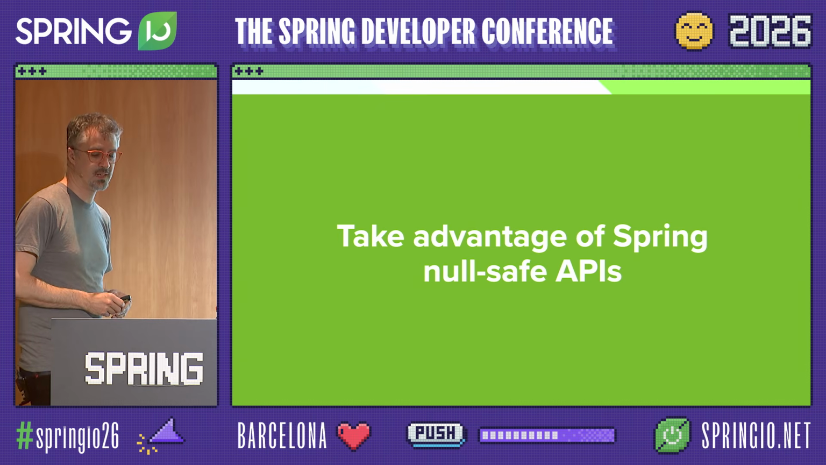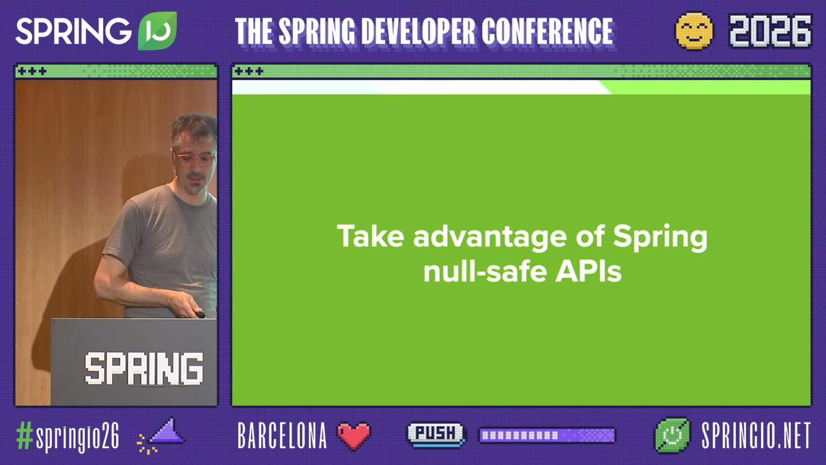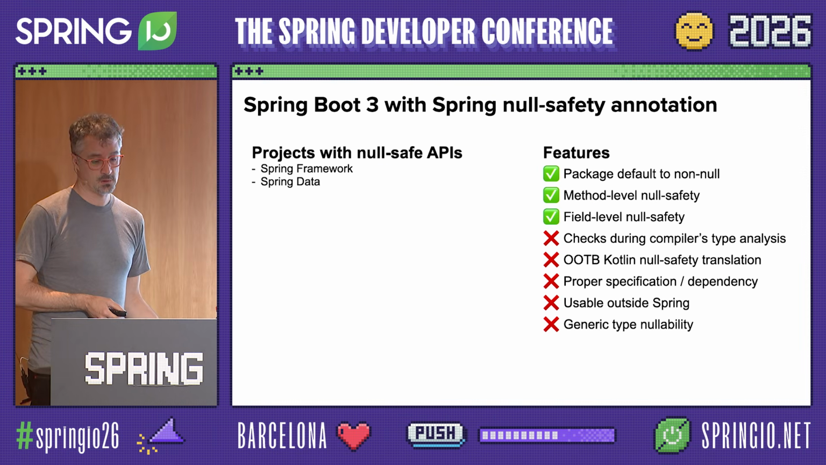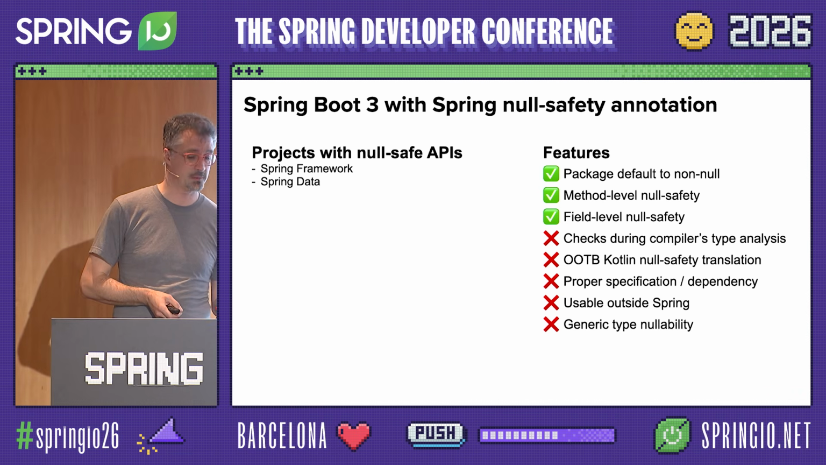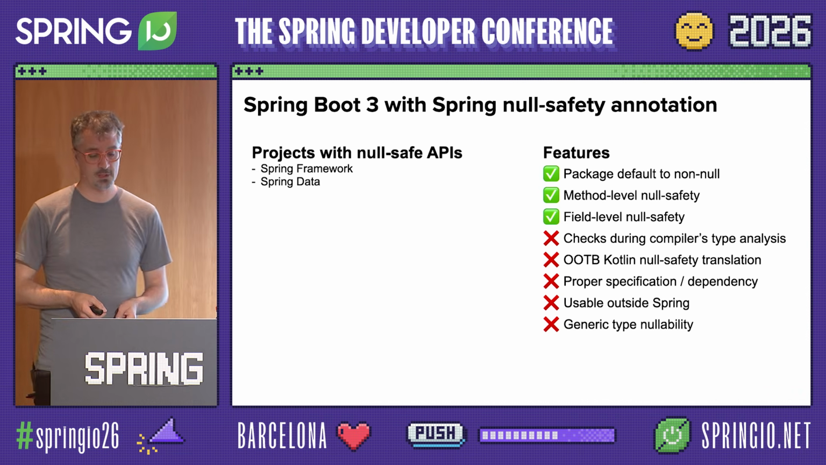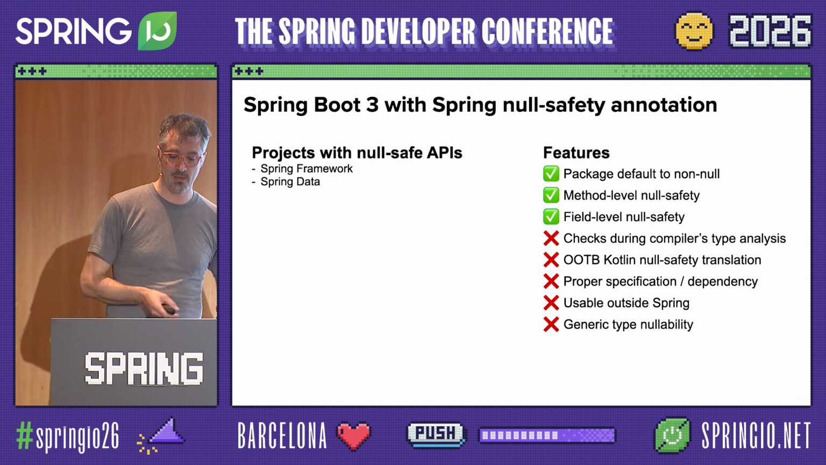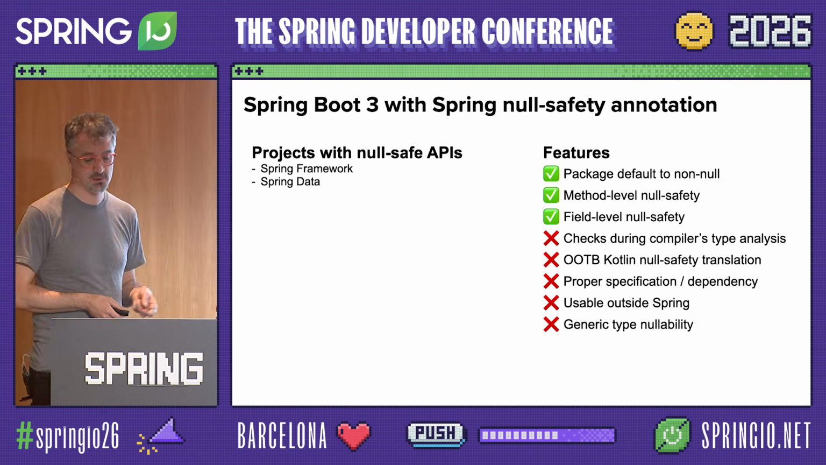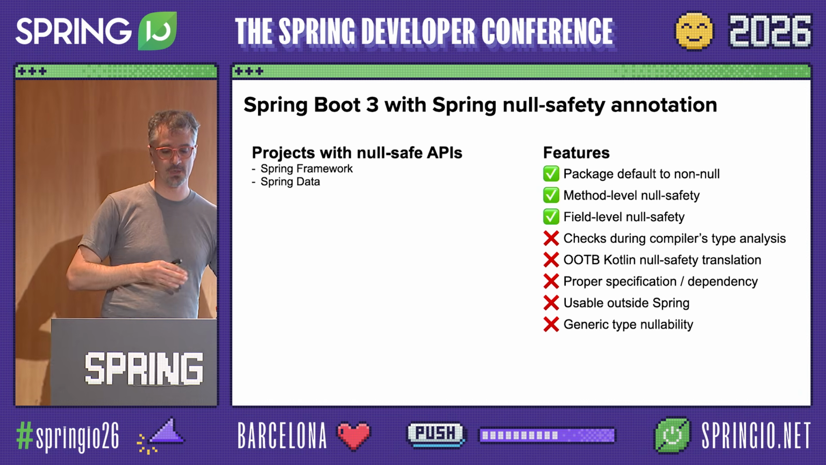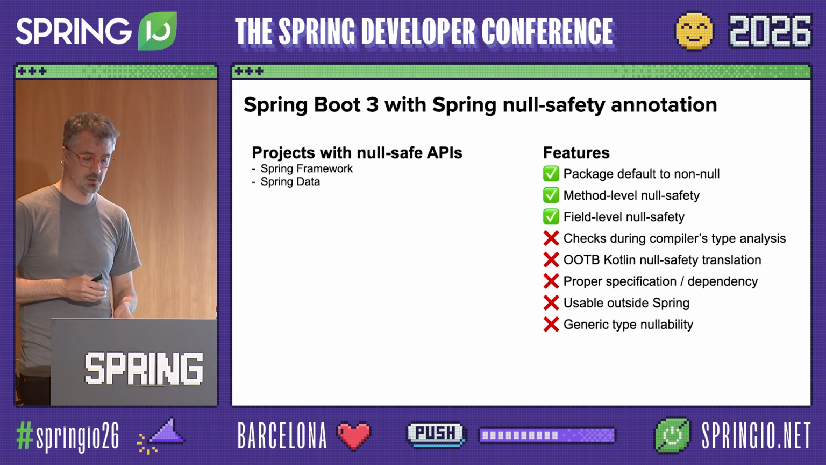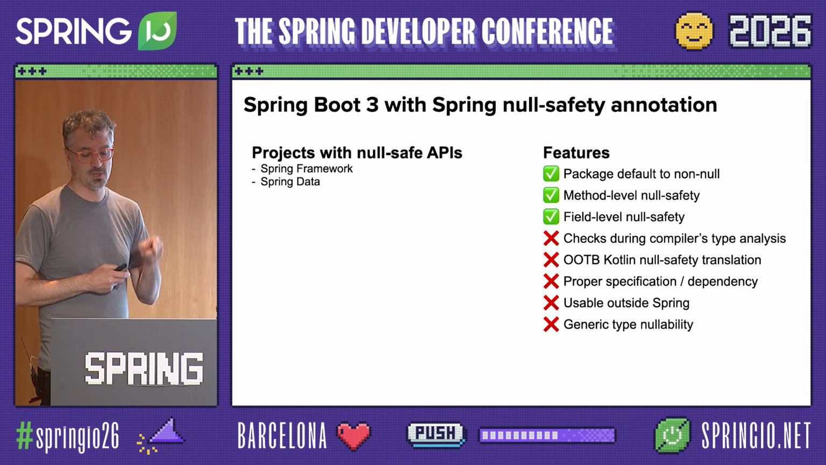You will also be able to take advantage of the Spring null-safe APIs. I think this is the biggest new feature that we are shipping. With Spring Boot 3, we were shipping some null safety annotations, but only Spring Framework and Spring Data were annotated. And there were a lot of limitations. We were not checking those annotations consistently with build-time compiler type analysis. There was a need for an explicit parameter to make the Kotlin compiler interpret the JSR 305 annotations. No proper specification or dependencies, not usable outside of Spring, no generic type nullability.